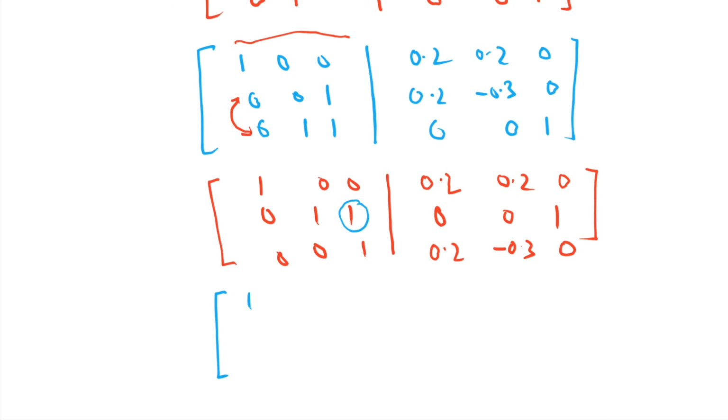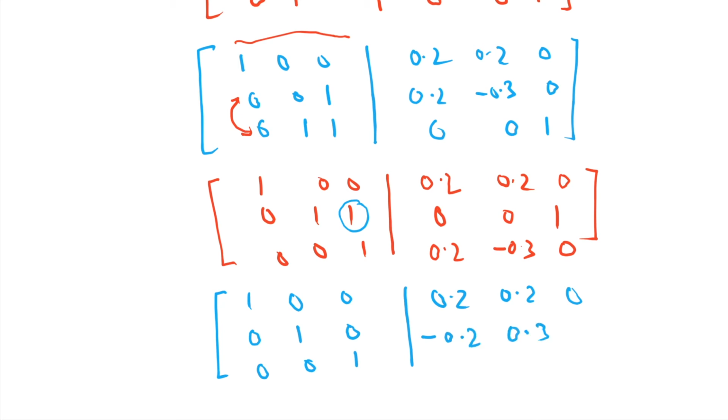So if I do that, so if I subtract the third row from the second row, okay, so we'll get 0 1 and then 0, and then we leave the third row as it is, so this becomes 0.2 0.2 0, and this will become minus 0.2 0.3 1, and the last row remains as it is, so 0.2 minus 0.3 and 0. Okay, and that's it.